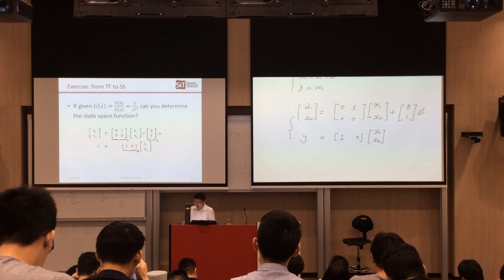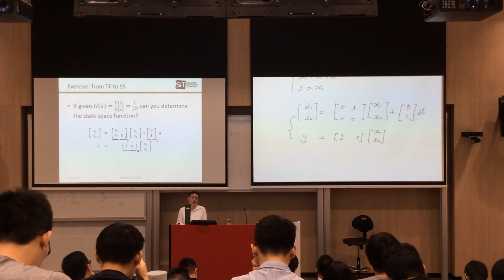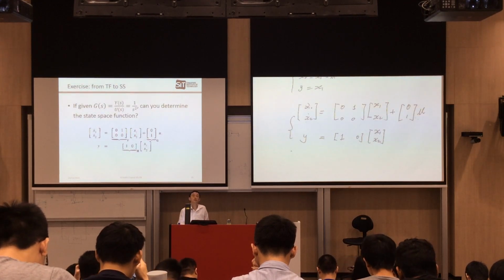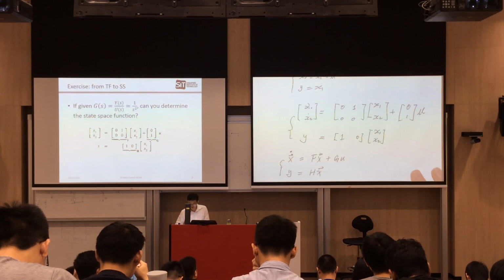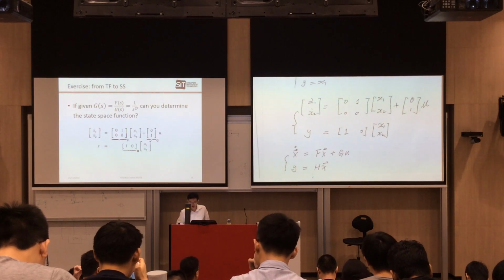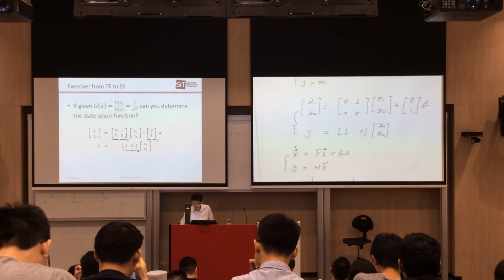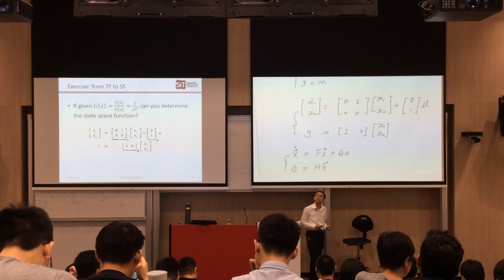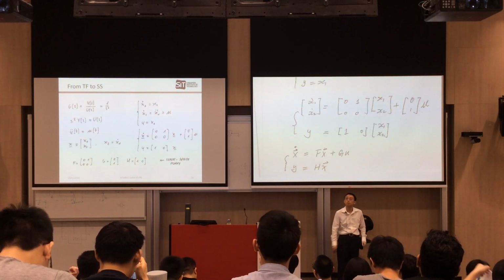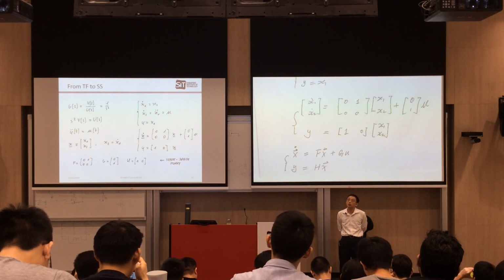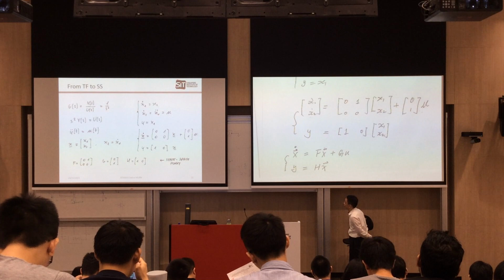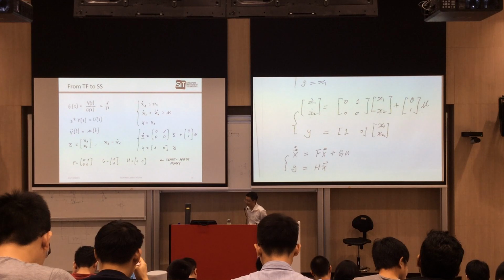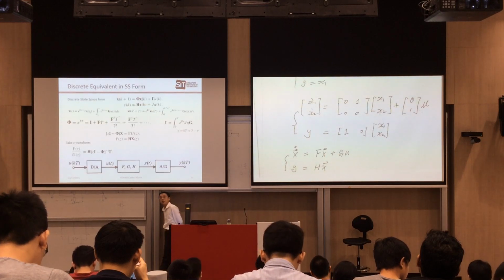Of course, if you want, you can design another state space to get an equivalent F, G, H, right? So this is how we get the FGH in the state space function. This one, I believe you have covered. We started doing this already.